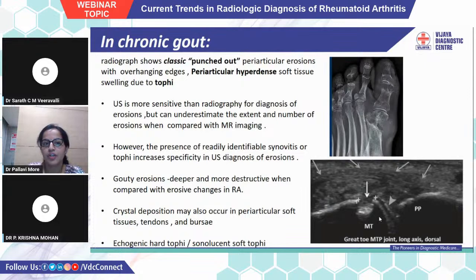In chronic gout, the radiograph usually shows a classic punched out periarticular erosion with overhanging edges, and periarticular hyperdense soft tissue swelling due to tophi. Ultrasound is more sensitive than radiography for diagnosing erosions, but can underestimate the extent and the number of erosions as compared to MR imaging. However, the presence of readily identifiable synovitis and tophi increases the specificity of ultrasound in diagnosing erosions. Gouty erosions are deeper and much more destructive as compared to rheumatoid arthritis erosions.